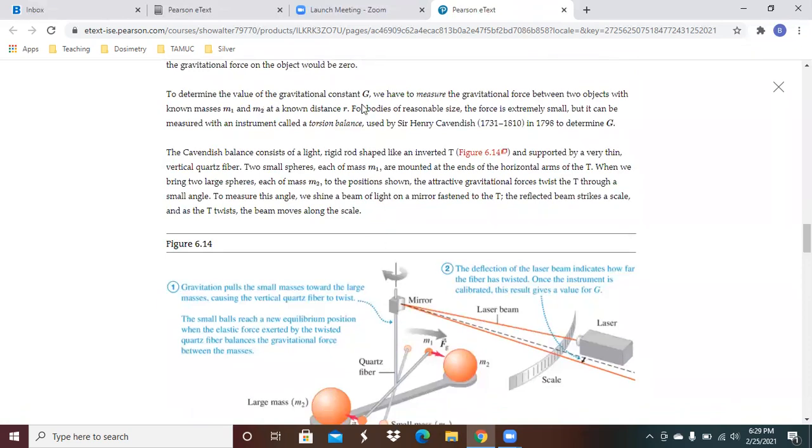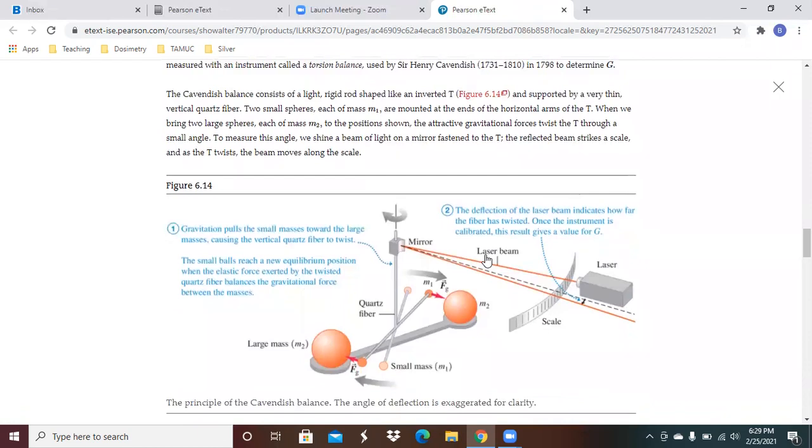Determining the value of the gravitational constant means that you have to measure the gravitational force between two objects with known masses. For bodies of reasonable size, the force is extremely small, but it could still be measured with an instrument called a torsion balance. You may have heard of that. The Cavendish balance consists of a light, rigid rod shaped like an inverted T, which is what all of this is going to describe, supported by a very thin vertical quartz fiber.